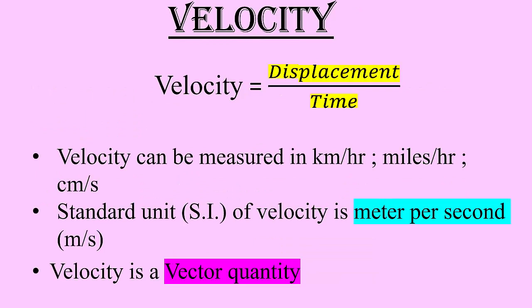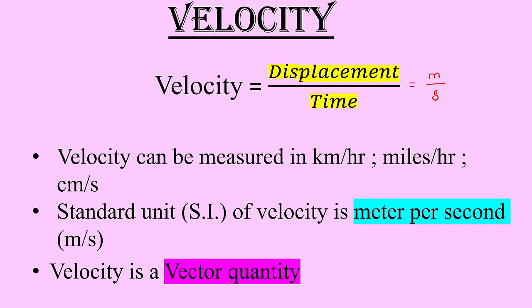Then again, similar to speed, velocity can be measured in terms of kilometer per hour, miles per hour or centimeter per second. But the standard unit of velocity is again meter per second, because we know that the SI unit of displacement is meter, and time is measured in terms of second. So meter per second is the SI unit of velocity.